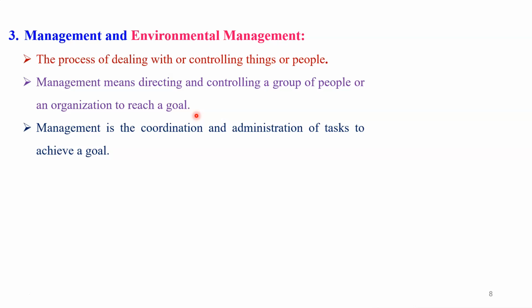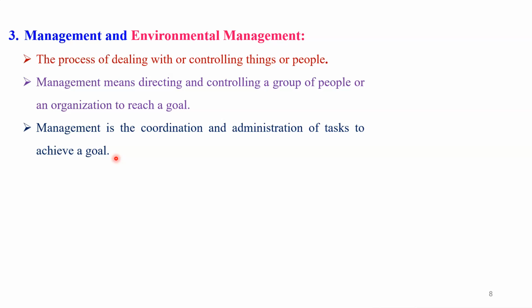When we're talking about management, see, another definition: management is the coordination and the administration of tasks to achieve the goal. That is very important. So it's a part of the human resources. So what we expect in management is coordination between whatever factors participate in that process, and also we do the administration there to complete the task that we are going to achieve in that limited area. That is what we expect in management.